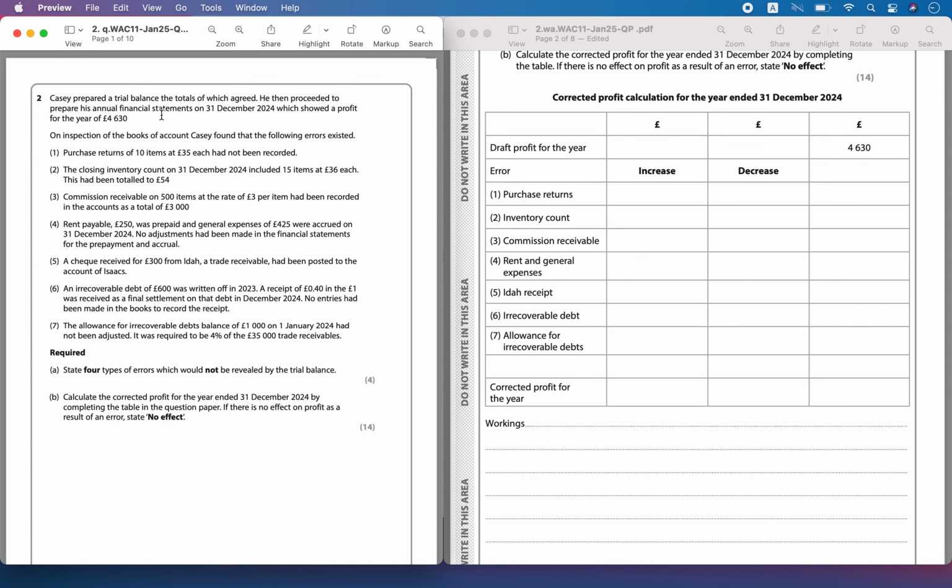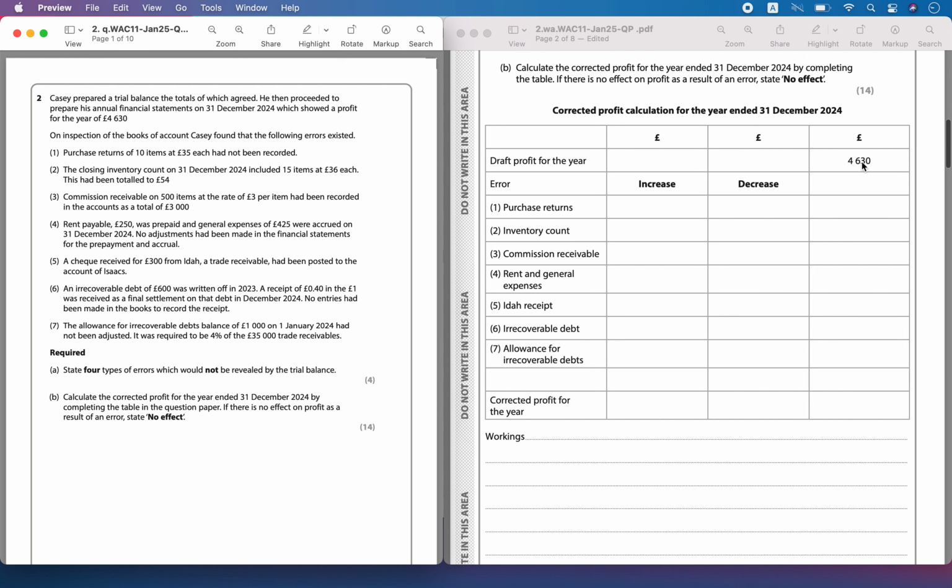Hello, today we are going to solve Jan 2025 paper question number 2. KC prepared a trial balance, the totals of which agreed. He then proceeded to prepare his annual financial statements on 31st December 2024, which showed a draft profit for the year of 4,640. Calculate the correct profit for the year ended 31st December. If there is no effect on the profit as a result of an error, state no effect.